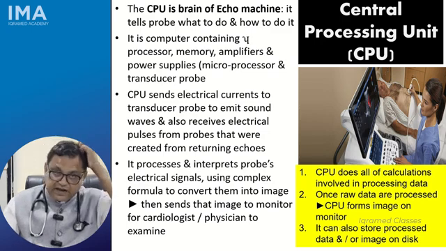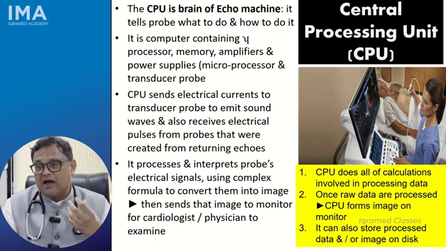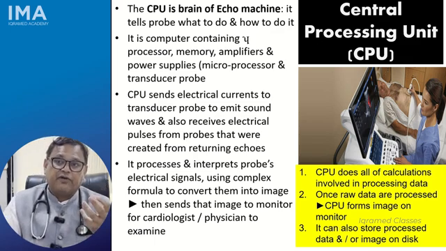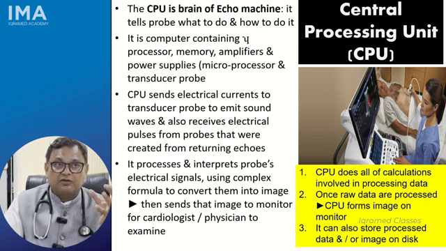Now coming to the second important part, which you can call, if probe is the heart of the ultrasound, then CPU is the brain of echo machine. So CPU, you can call it as a brain, because what it does is it contains a microprocessor, it contains memory, it contains amplifiers, it contains the proper power supply, the microprocessor and the transducer probe.